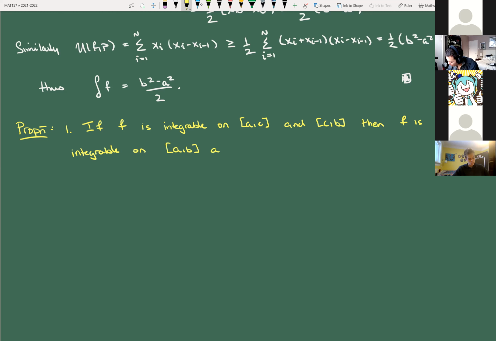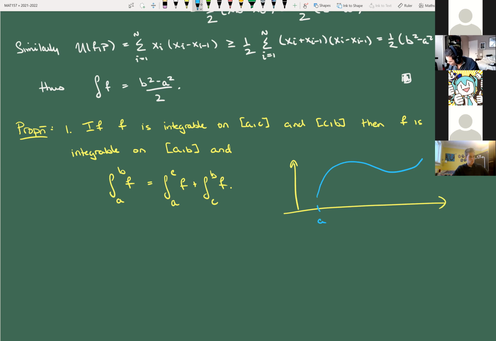A, B, and the integral from A to B of F is equal to the integral from A to C of F plus the integral from C to B of F, like so. Okay, so basically, and again, this should be intuitive. If you think about things as being the area under the graph, what are we saying? So you've got some sort of function here, and here's A, and here's C, and here's B.